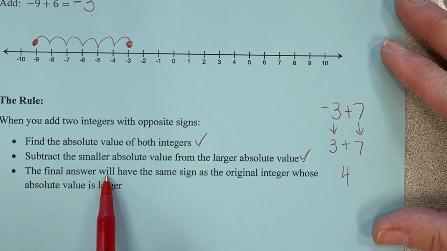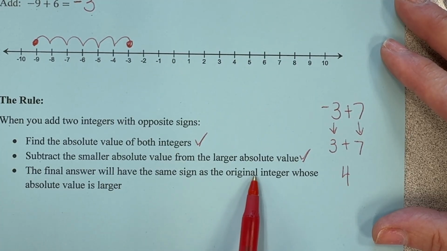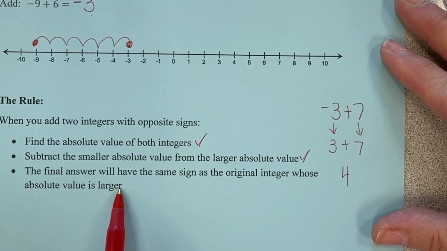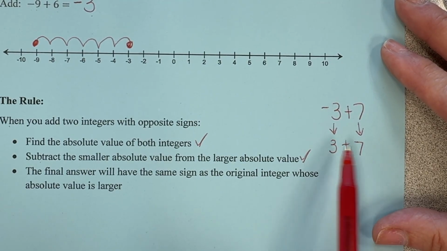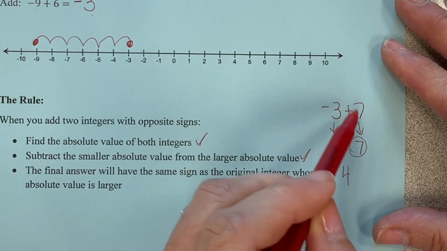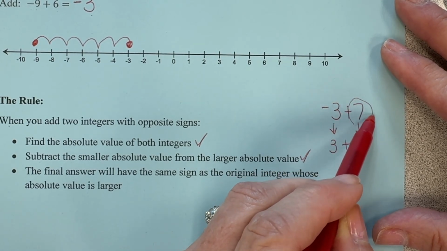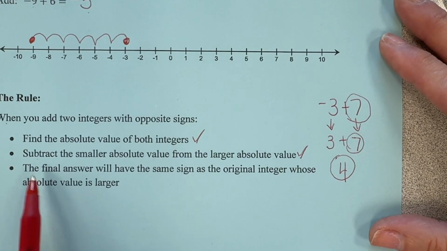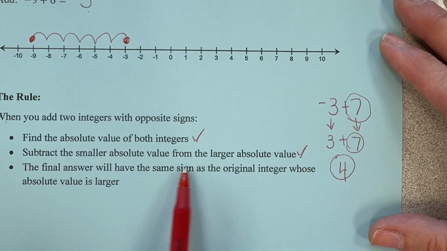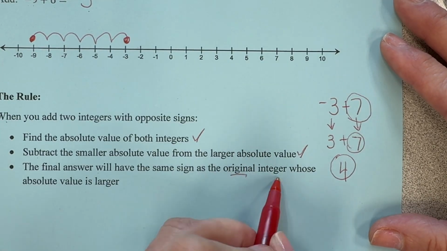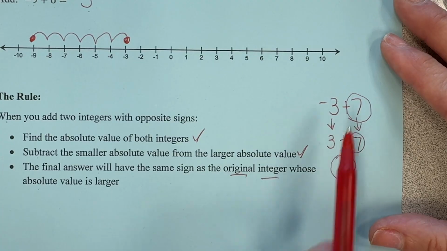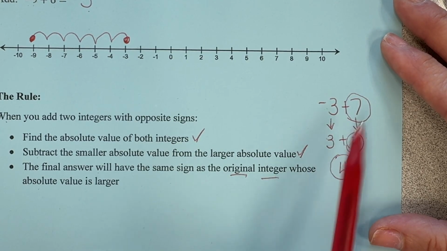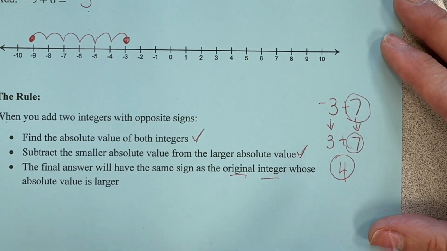The final answer will have the same sign as the original integer whose absolute value is larger. So whose absolute value was larger? 7. And what was its original sign? Positive. So this answer is positive. Let me say that again. The final answer will have the same sign as the original integer whose absolute value is larger. So this one's larger, and the original sign was positive, so 4.